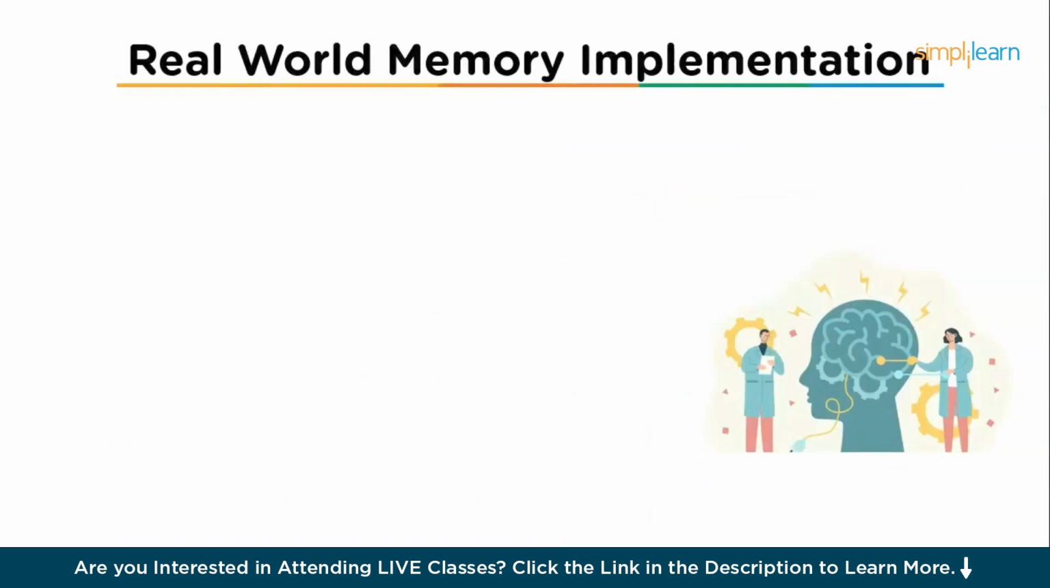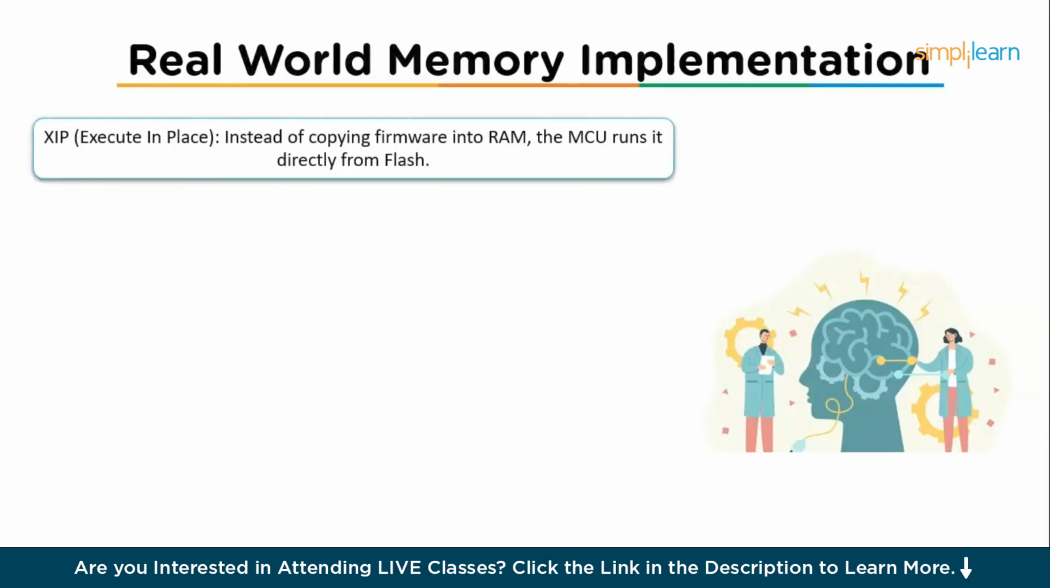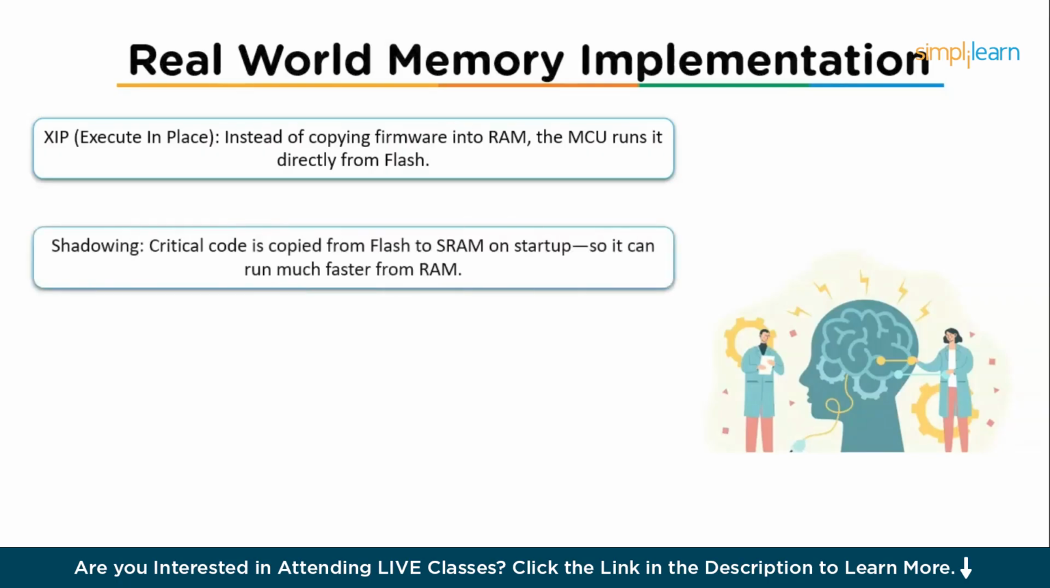So let's talk about the real applications and the optimizations. The first one is XIP, that is execute in place. Instead of copying firmware into RAM, the MCU runs it directly from flash. It saves RAM and speeds up the boot time. Then we have shadowing. The critical code is copied from flash so it can run much faster from RAM.